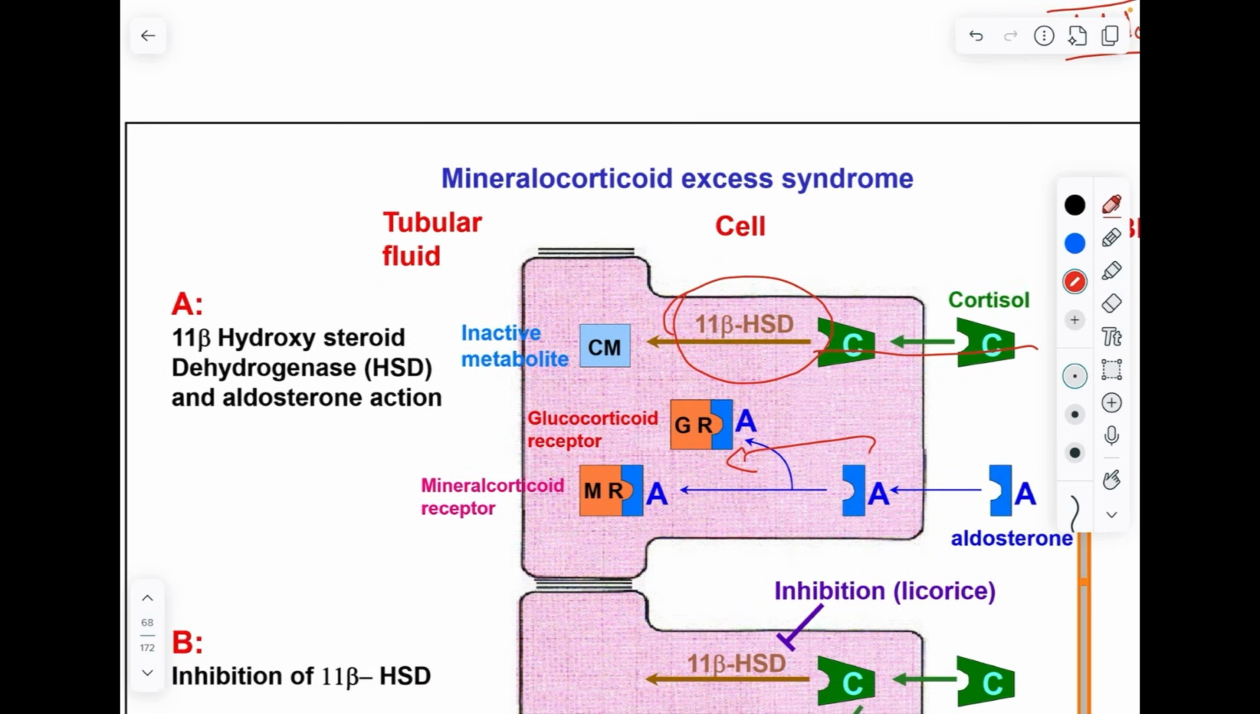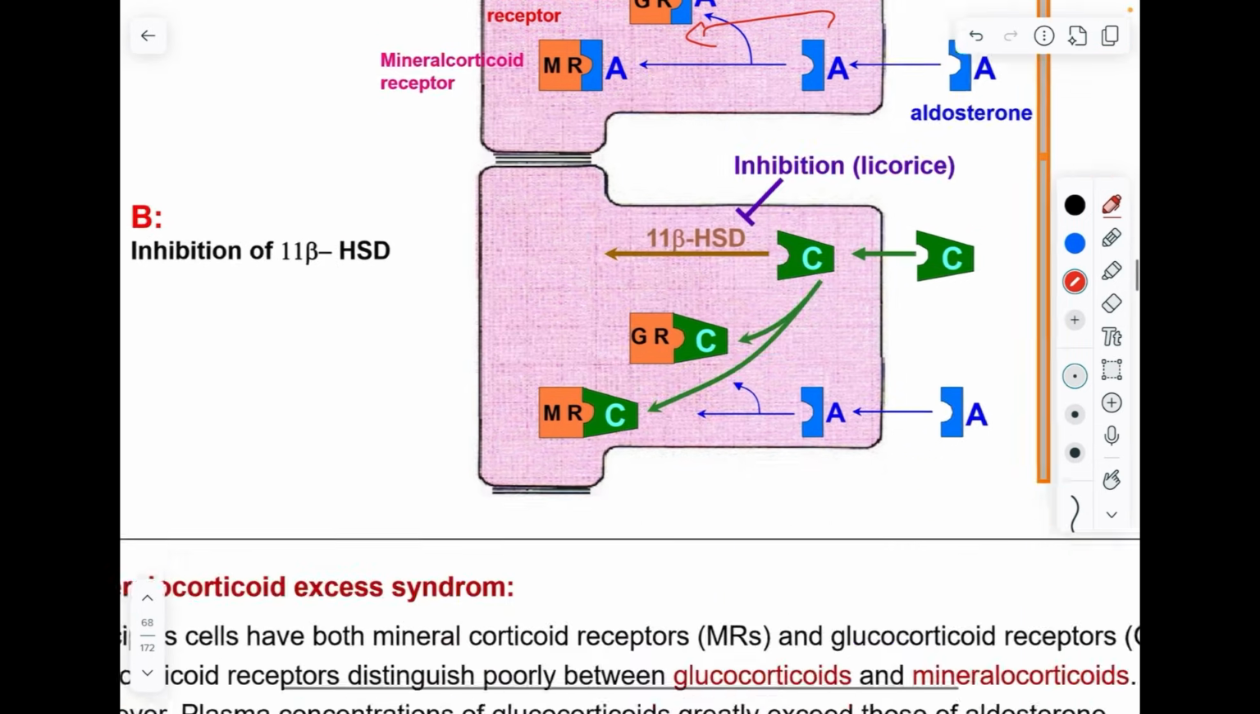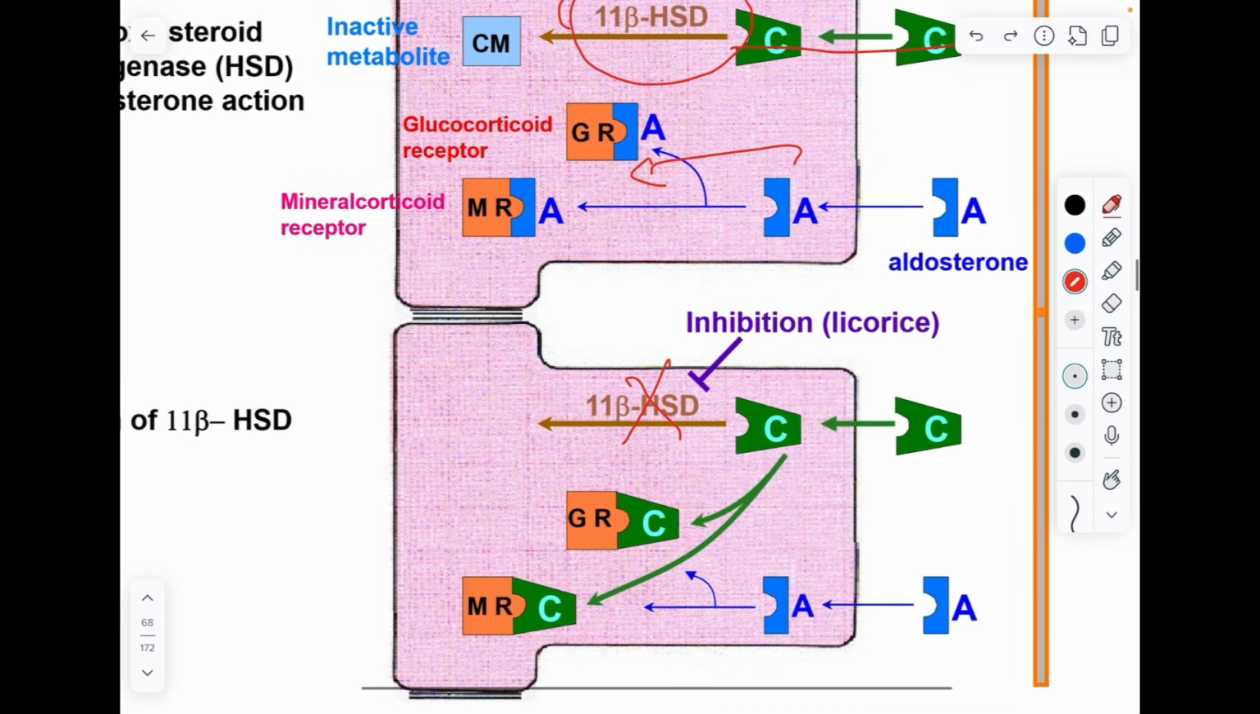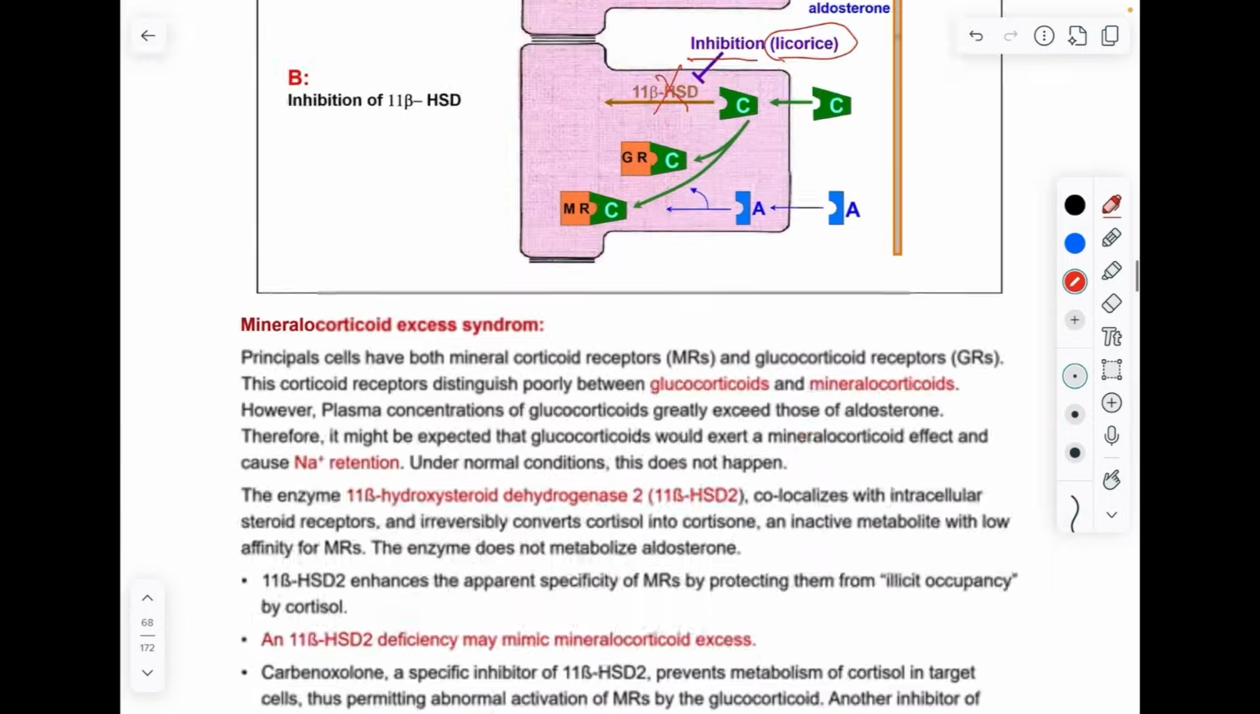As you can see here, aldosterone is binding because cortisol is being burned by this enzyme. Please remember it, 11-beta hydroxysteroid dehydrogenase. Just remember it as 11-BHSD. So that's normally. If this enzyme is inhibited, cortisol will bind instead of aldosterone and it will cause the problem. Now, what inhibits it? One of these inhibitors is licorice. If you know licorice, in Arabic it's عرق سوس.